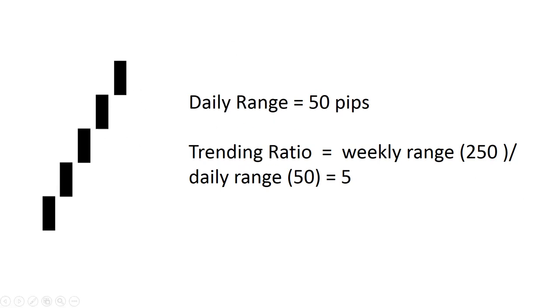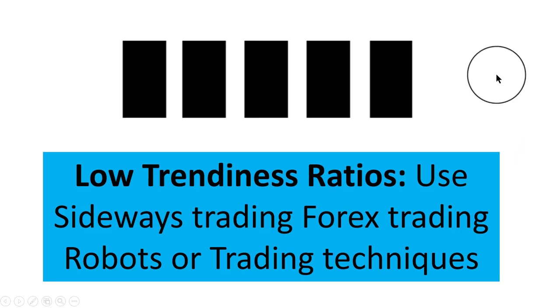Now let's have a look at that in a little bit more detail. When you have a currency that has a low trendiness ratio, you want to use sideways trading techniques, or forex trading robots. You want to just bounce off that range all the time. You want to sell the highs and you want to buy the lows, and that's the way you trade.